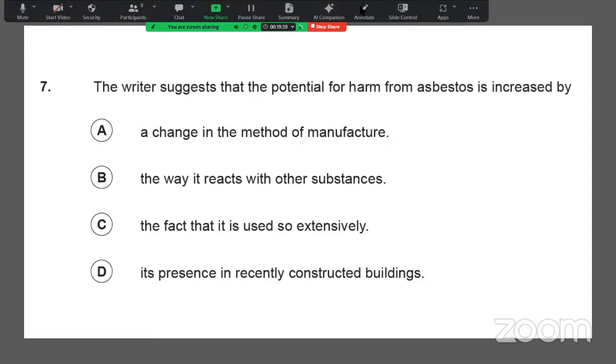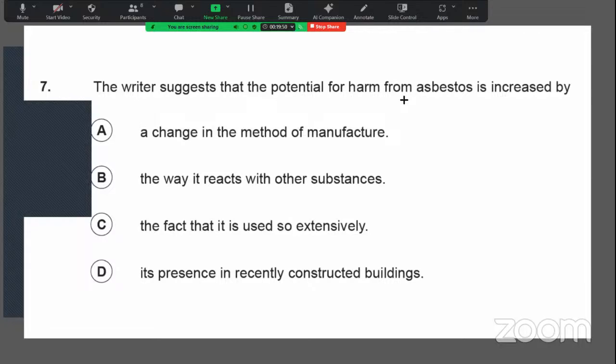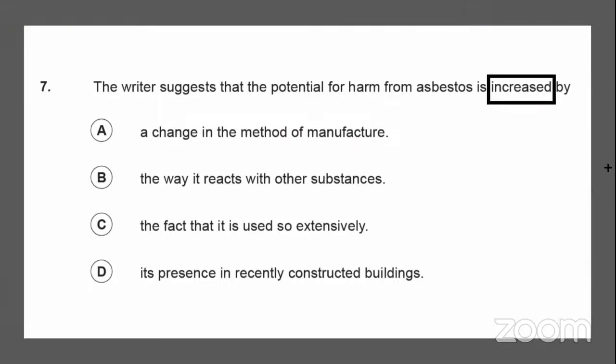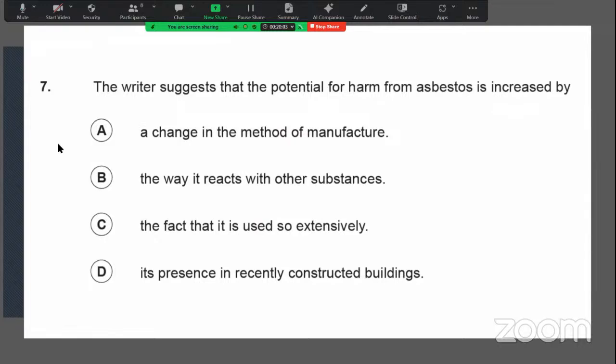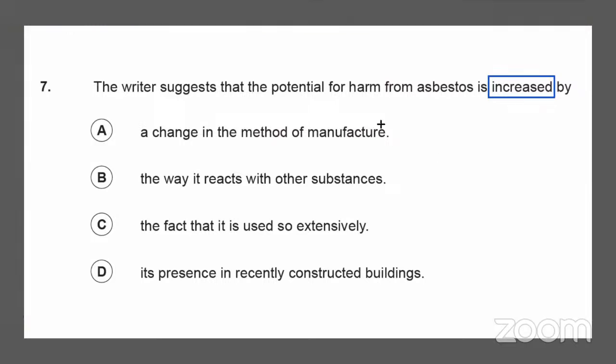Yes. The most important word here: the writer suggests that the potential for harm from asbestos is increased. So this is the dominating word here, increased. The word increase.